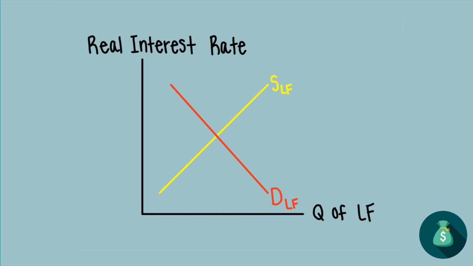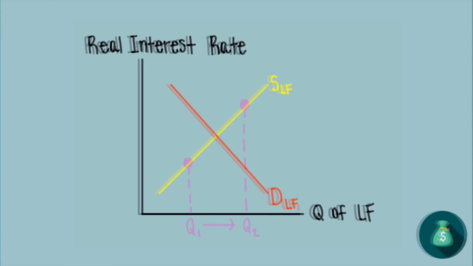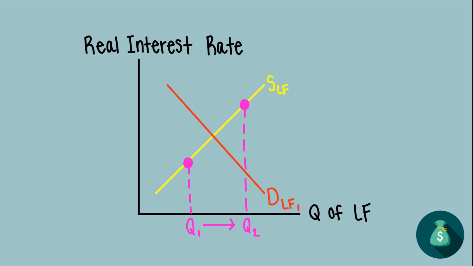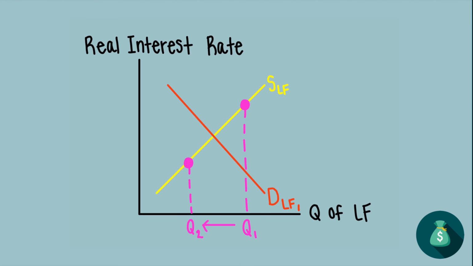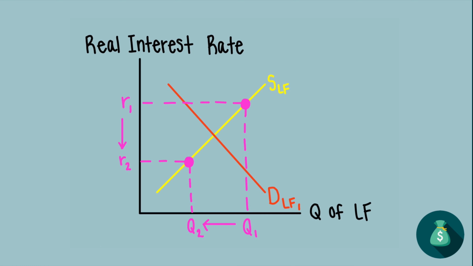DLF. The loanable funds supply curve shows the relationship between the quantity of loanable funds supplied and the real interest rate. This curve slopes upward, showing a positive relationship, which means when the quantity of loanable funds supplied increases, the real interest rate increases, and when the quantity of loanable funds supplied decreases, the real interest rate decreases.